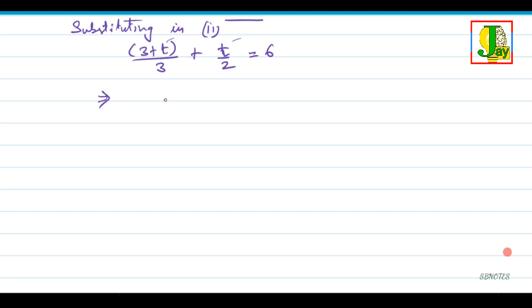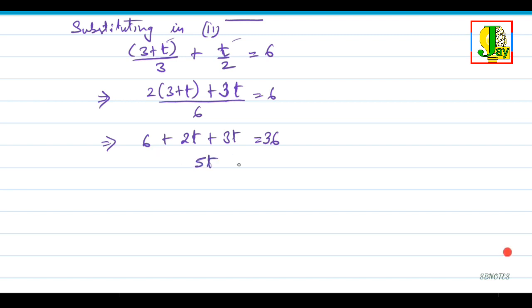So LCM we can take 6. Multiplying, 2 into (3 plus t) plus 3 into t equals 6 into 6. Now you have 2 into 3, 6, plus 2t plus 3t equals 36, since the 6 goes to the numerator here. So 2t plus 3t is 5t, and 6 goes that side, we have 36 minus 6. So 5t equals 30, and t equals 30 divided by 5.